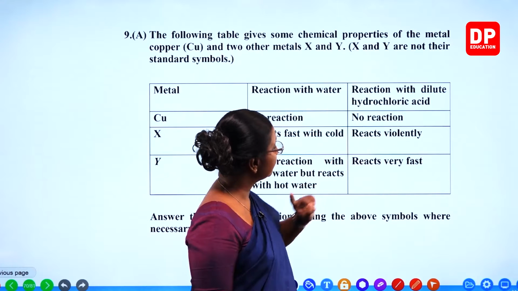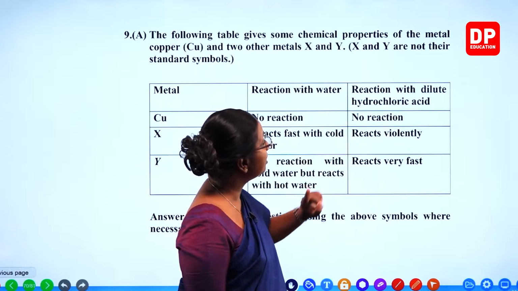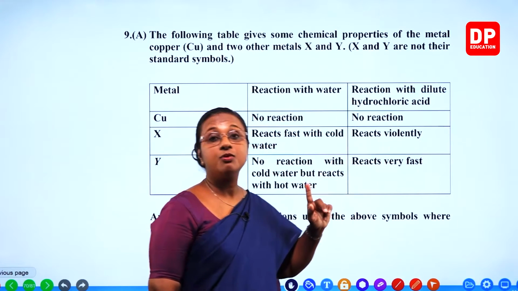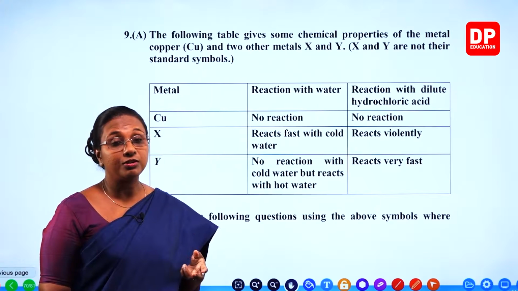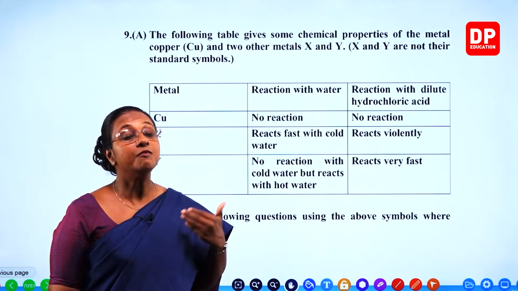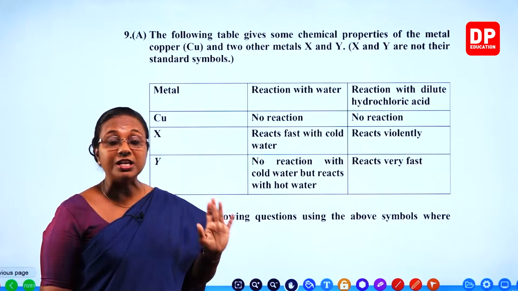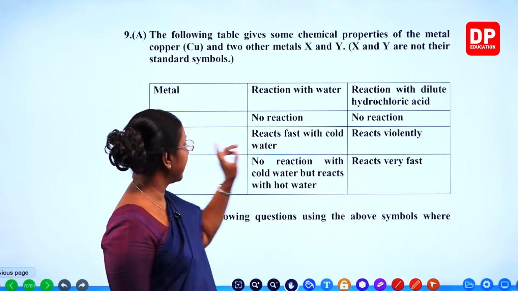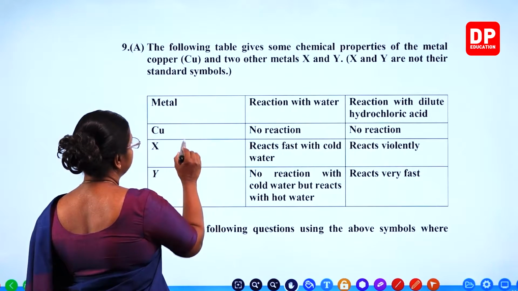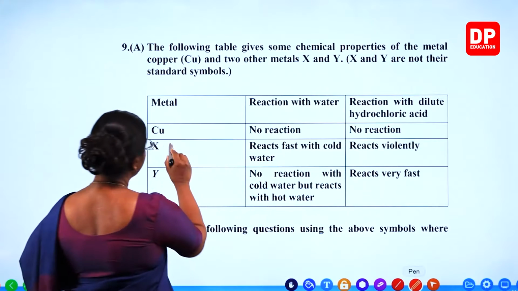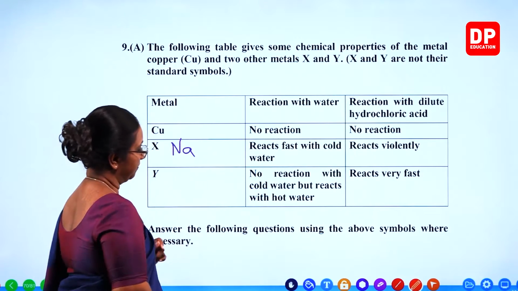If you look at the next reaction, the reaction with dilute hydrochloric acid, it reacts violently. Even with dilute hydrochloric acid, it is a violent reaction. So when you see that itself, you can understand X has to be sodium.